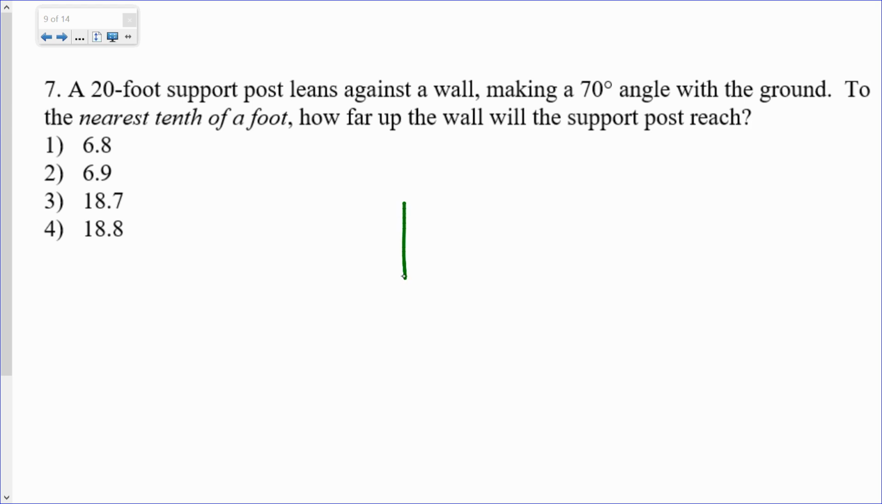I have a wall. There's a support post leaning against it. Things lean diagonally. So it's a 20-foot post leaning against the wall. There's my triangle. The post makes a 70-degree angle with the ground. Post, ground. Where does the post hit the ground? There. That's 70.